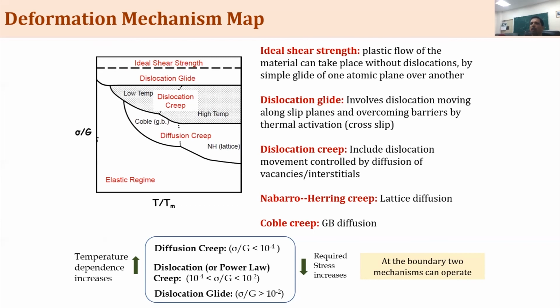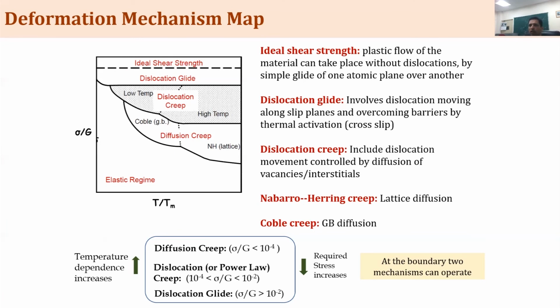So ideal shear strength, plastic flow of the material can take place without dislocations by simple glide of one atomic plane over another. And this is something that will not happen normally, because before that you would have already deformed the material using plastic deformation. Dislocation glide. This involves dislocation moving along slip planes and overcoming barriers by thermal activation, for example, in cross slip. So this is mostly guided by glide or cross slip.